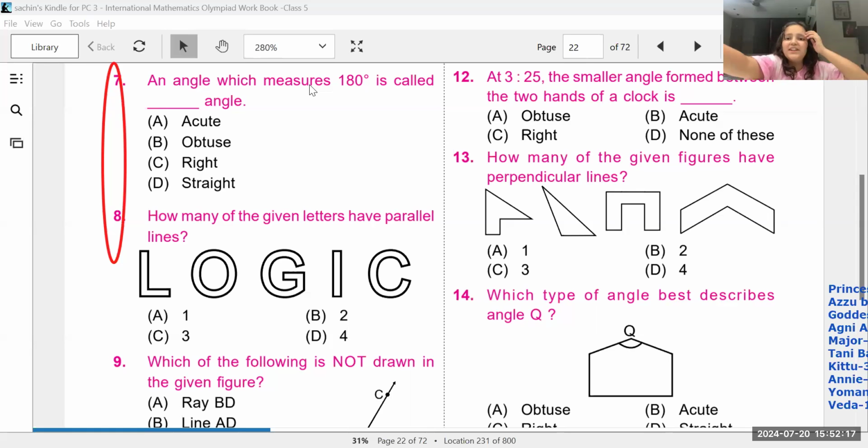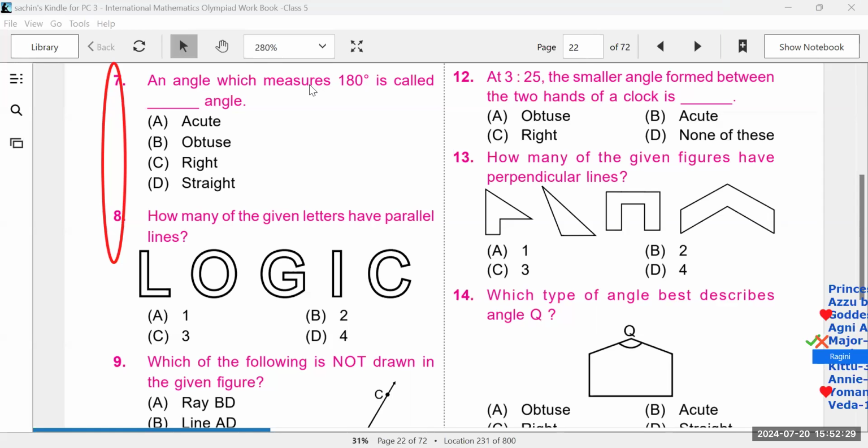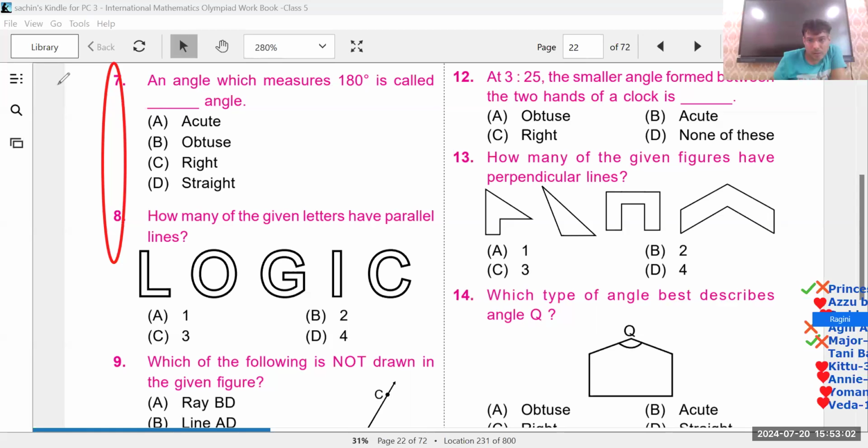Sorry, sir. I only sent the answer for the 8th question. Major General, you are not paying attention. This was not a tough question, Major General. Tani Bani. Sir, I sent already. Okay. So Prince, Major, what is my first answer? Sir, D.